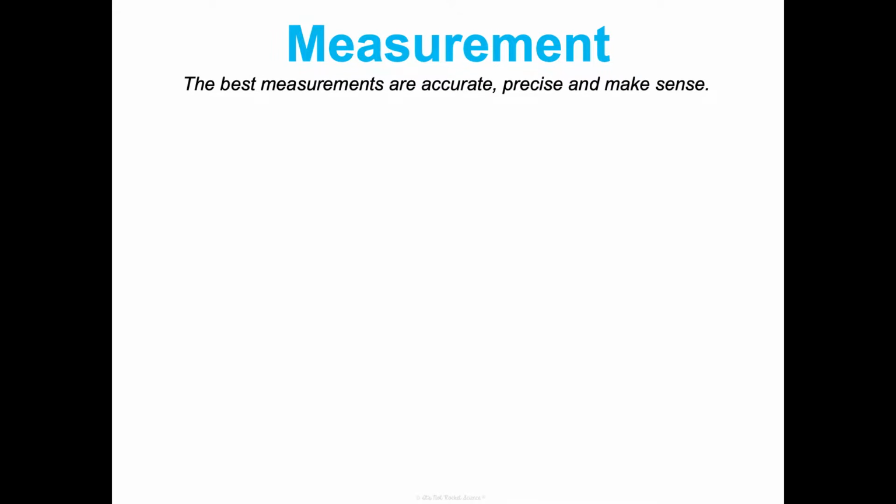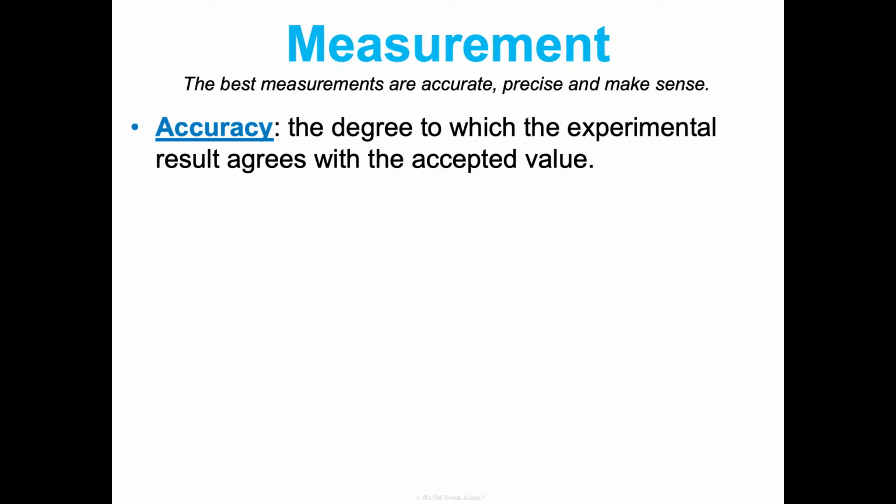So the best measurements are accurate, precise, and they make sense. So we're going to talk about accuracy, precision, and making sense in this concept. So first, what does it mean for a measurement to be accurate? Accuracy is the degree to which the experimental result agrees with the accepted value. Okay, that sounds very fancy. All we mean is how correct the measurement is.